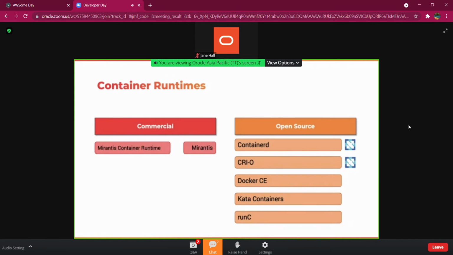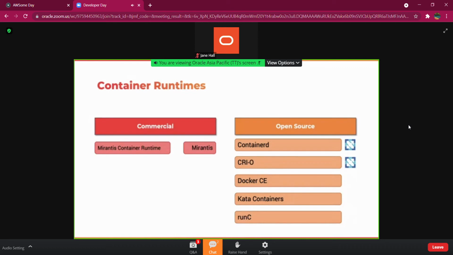So container runtime is basically the interface between the operating system, that is the kernel, and the containers running on top. I'm sure you're familiar with Docker. Docker is one of the container engines or runtimes. When it comes to commercial, there is Mirantis Container Runtime, which is actually the Docker Enterprise, rebranded after the acquisition by Mirantis. Then you have a variety of open source projects. So you have containerd, CRI-O, Docker Community Engine, Kata Containers, runc.